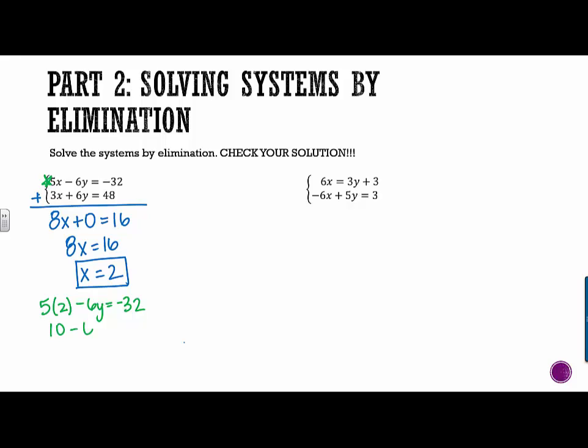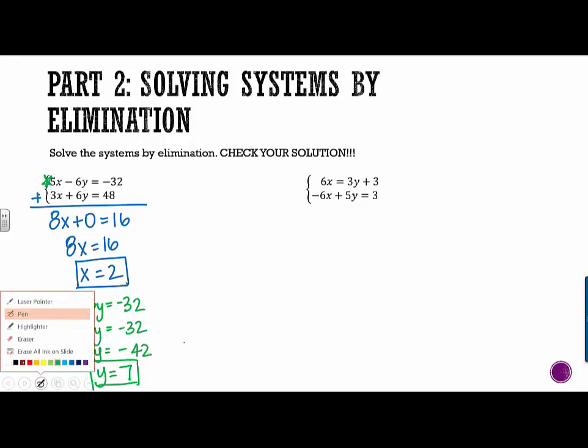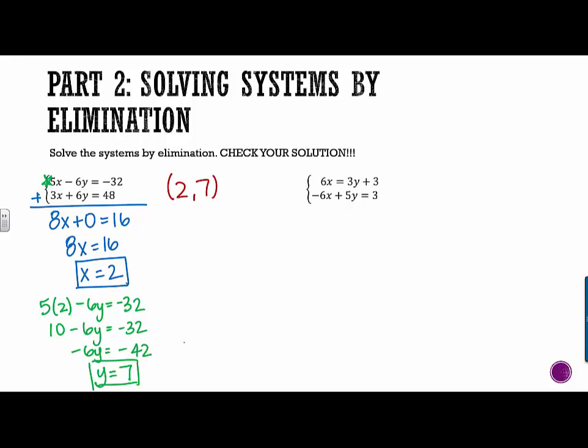So I get 10 minus 6y equals negative 32. And then you just solve like normal. If I subtract 10 from both sides, I get negative 42. Then if I divide both sides by negative 6, I get positive 7. So just like any other time we've done this, instead of writing them as 2 separate answers, combine them into an ordered pair, 2, 7.